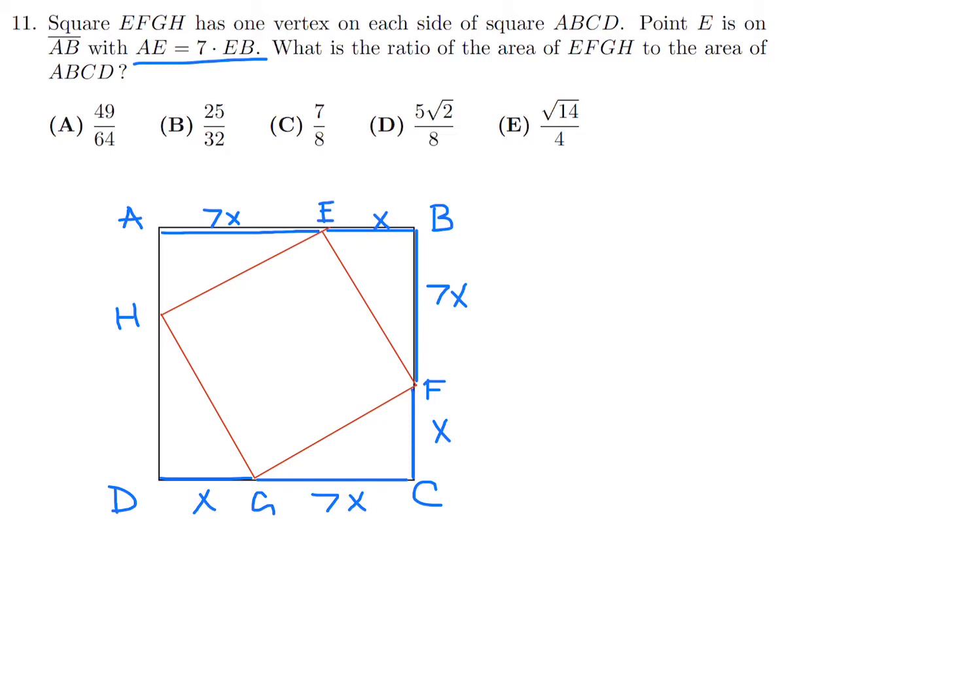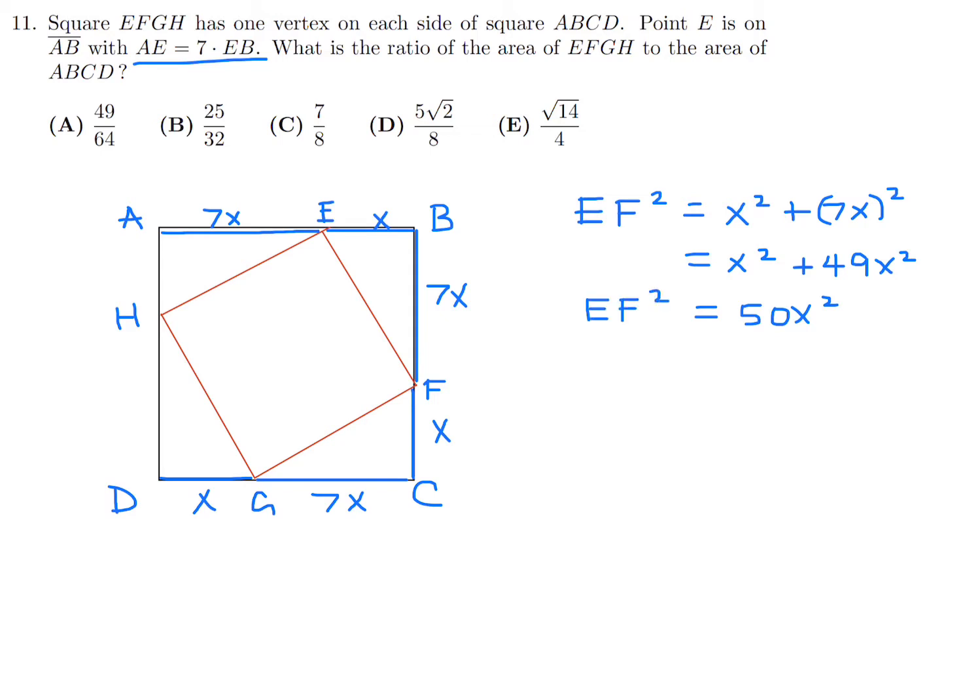So we can first easily calculate this EF because that will be needed to figure out the area. So using Pythagoras, EF squared is equal to EB squared, which is X squared, plus BF squared, which is 7X squared. So we got X squared plus 49X squared, and that is 50X squared. And that is pretty much going to be the area of the square, right? Because the area of the square is EF squared.